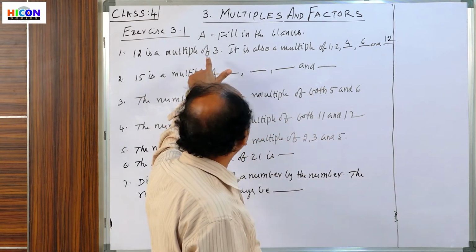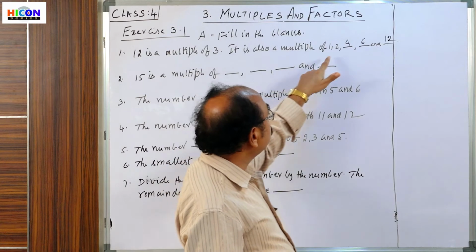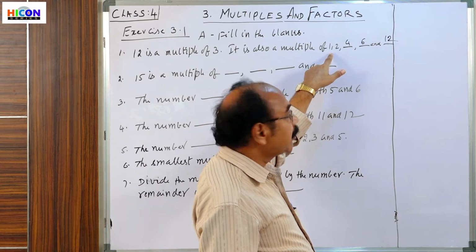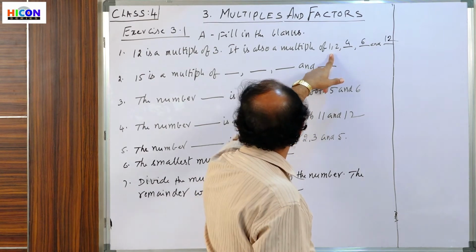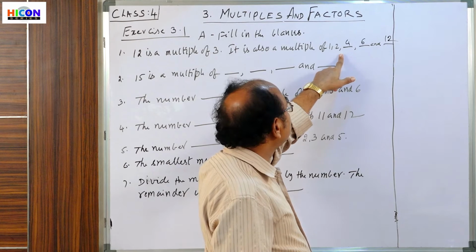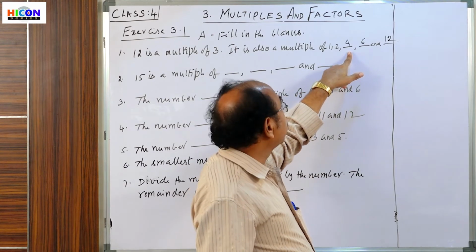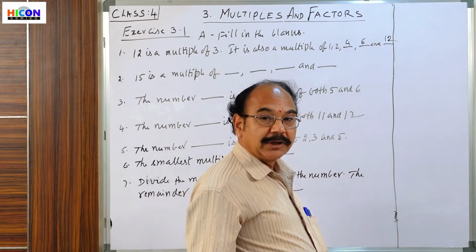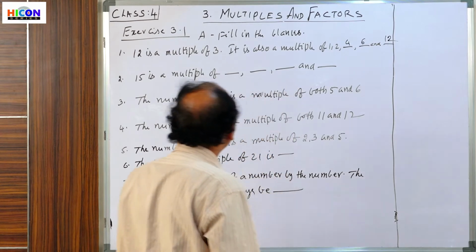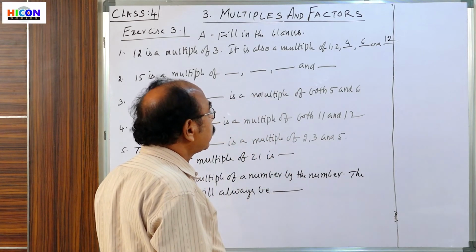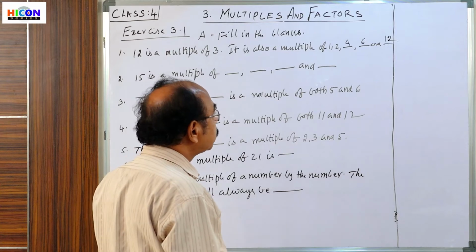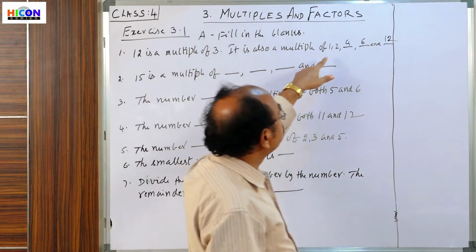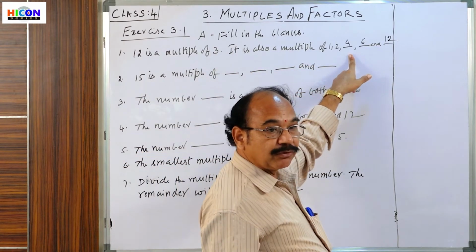So here, 12 is a multiple of 1, 2, 4, 6 and 12. In reading the 1 table, 12 is coming. In table 2 also, 12 is coming. In reading the 4 table also, you are getting 12. In the 6 table also, and in the 12 table also, you are getting 12. Here already 3 is mentioned, 1 is mentioned, 2 is mentioned. So what we have to write here? 4, 6 and 12.